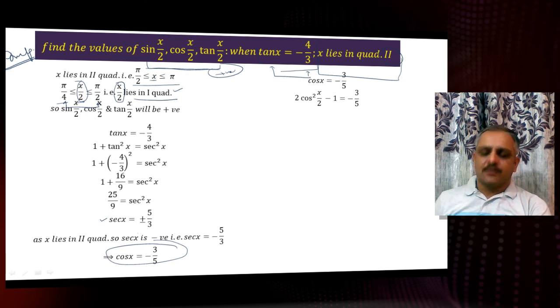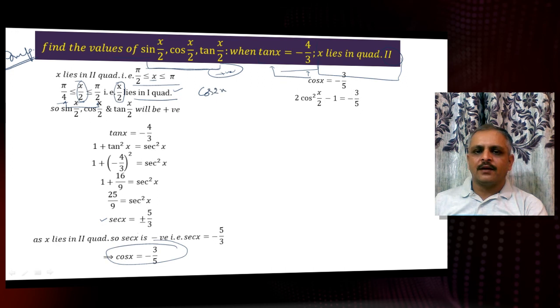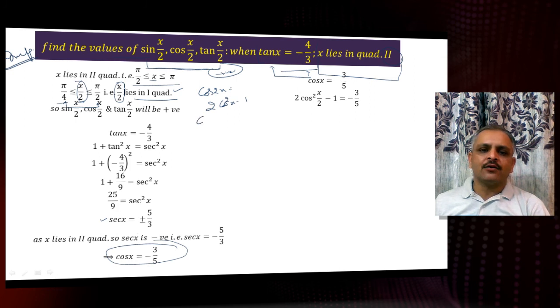See, cos 2x is equal to 2 cos square x minus 1. And if I am taking cos x, then cos x will be 2 cos square x by 2 minus 1. So that's what I put here, 2 cos square x by 2 minus 1. So we have to find the value of cos x by 2.